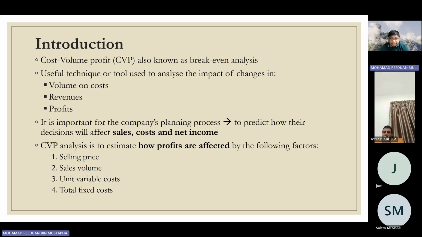So the CVP analysis is to estimate how profit is affected by the following factors: selling price, sales volume, unit variable cost, and total fixed cost.